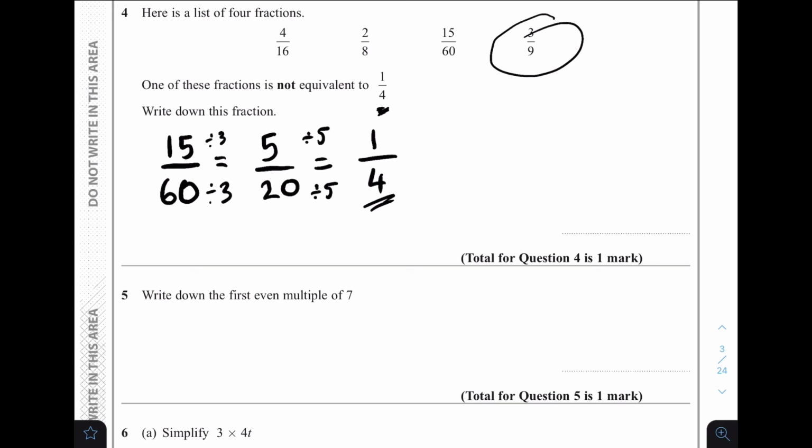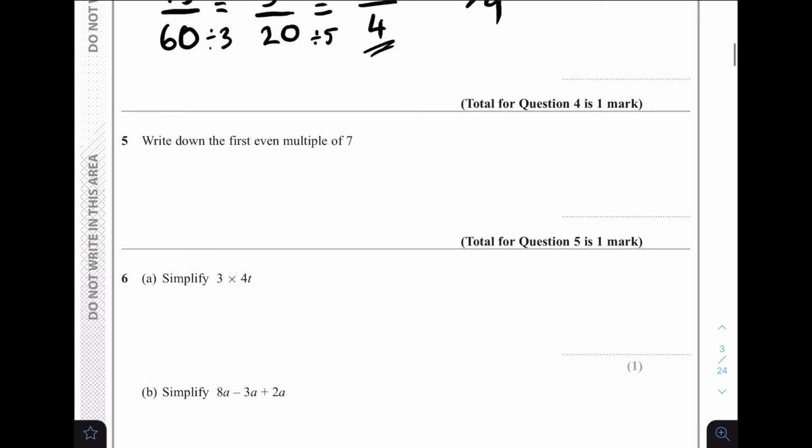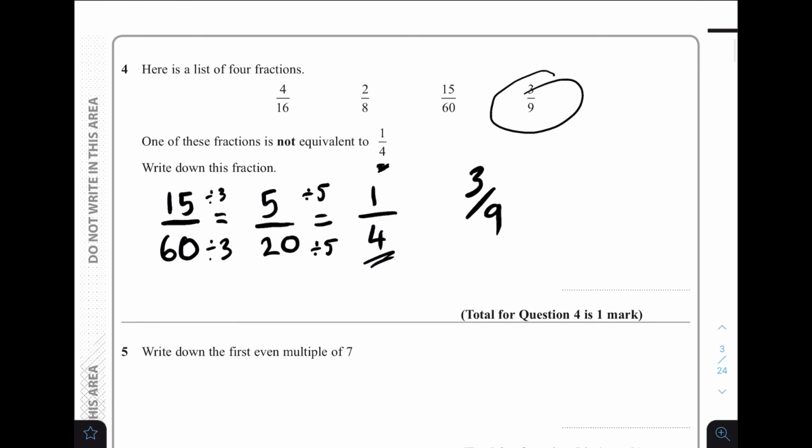So we have 3 over 9. If you want to simplify this, divide top and bottom by 3, which equals 1 over 3, which is not equal to 1 over 4.